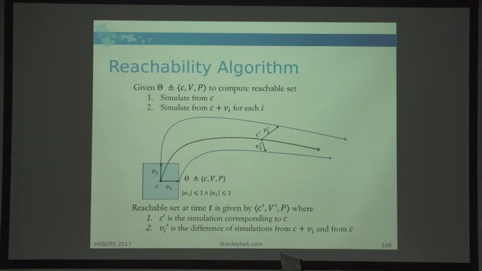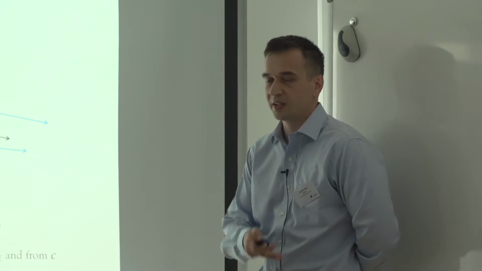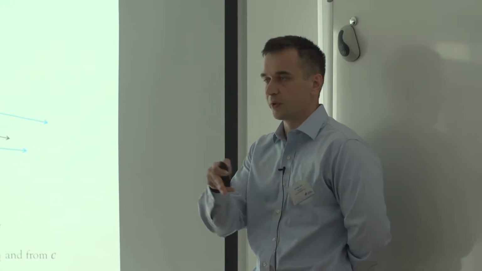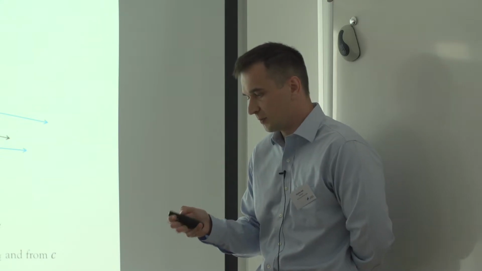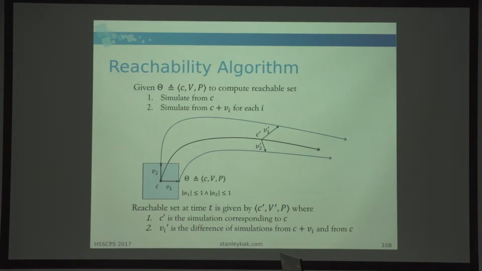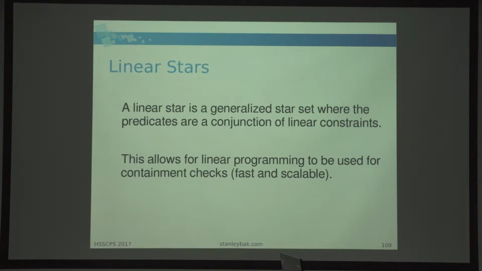Again, this still doesn't solve the problem that if your predicates are very complicated, you might not be able to reason over them. You need to find points where there exist alphas, and the alphas need to satisfy the predicate, right? So a specialization of generalized star sets would be linear stars. Those are simply generalized star sets where the predicates are limited to be conjunctions of linear constraints, so polytopes, basically. When you have these types of predicates, you can use linear programming to do containment checks.